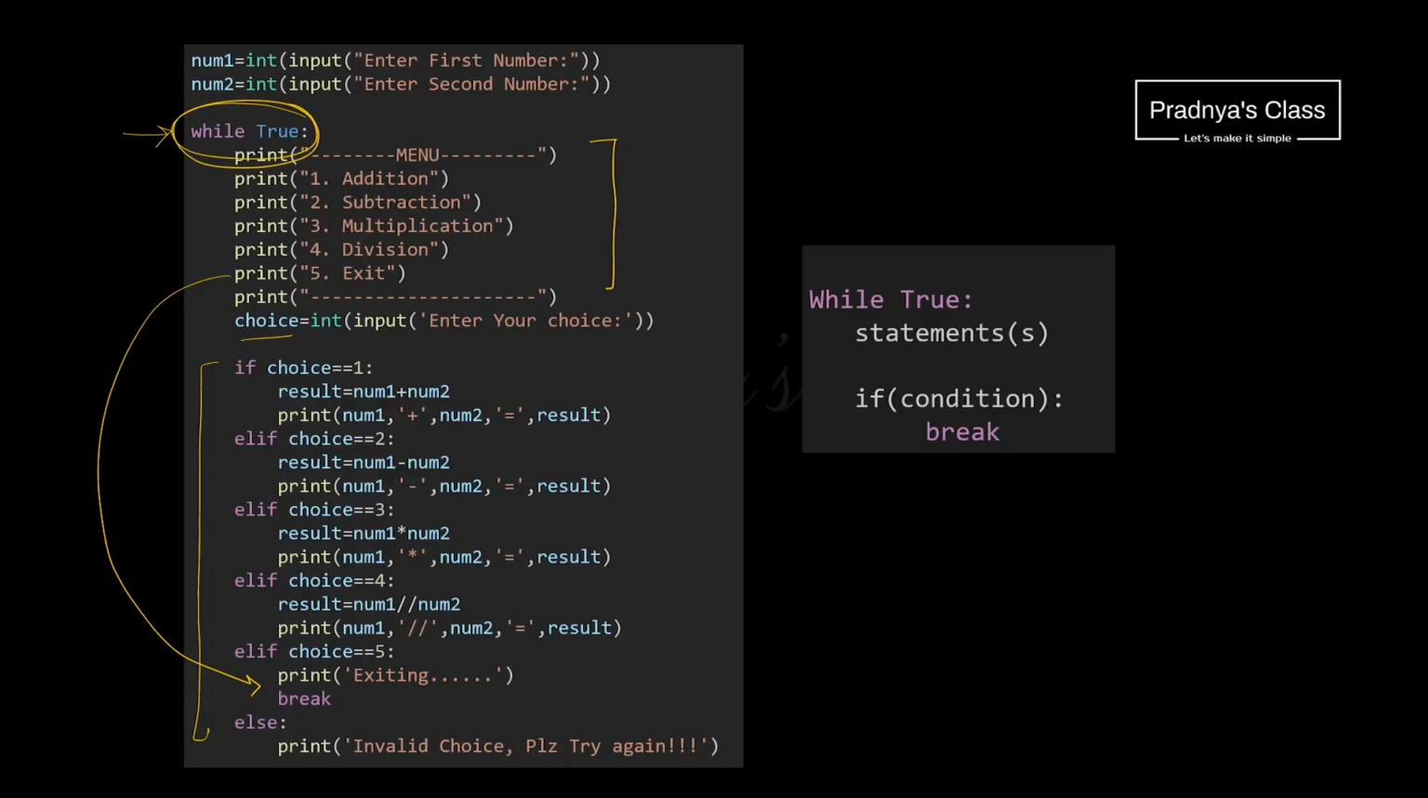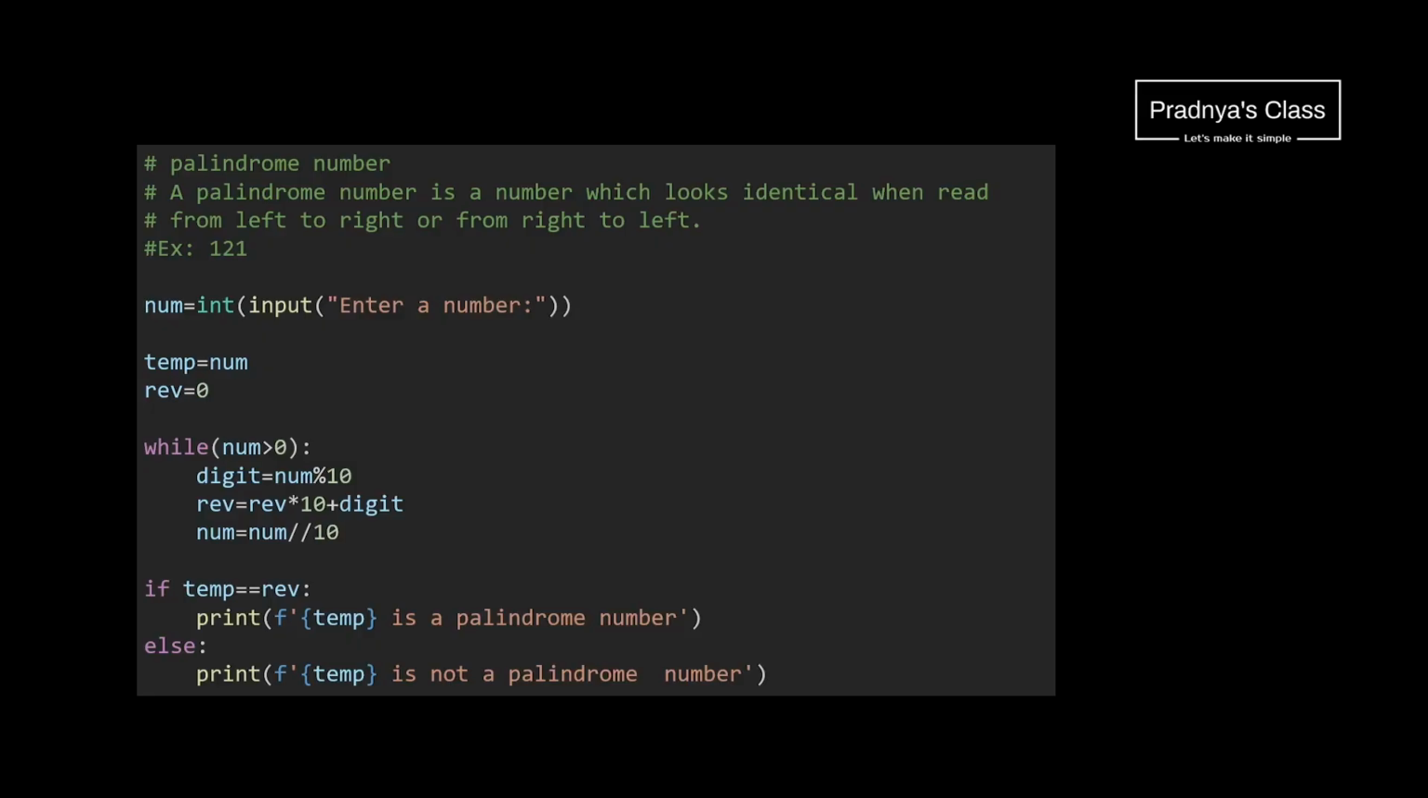What have we written? While True. True will always be true, right? That's why the body will get executed, but we have to come out of it based on a certain condition. For that we are using this condition along with break. Here is one more program, of palindrome number. Look at this condition, generally while is used with a condition.